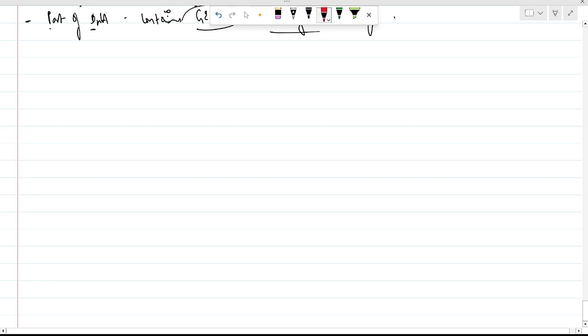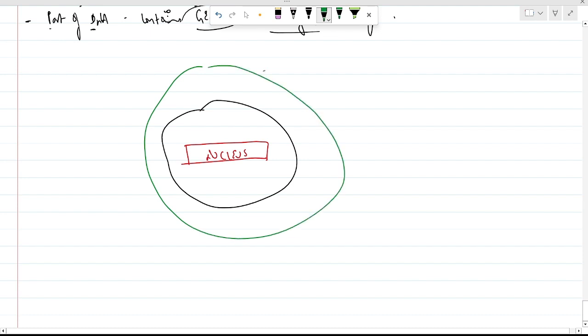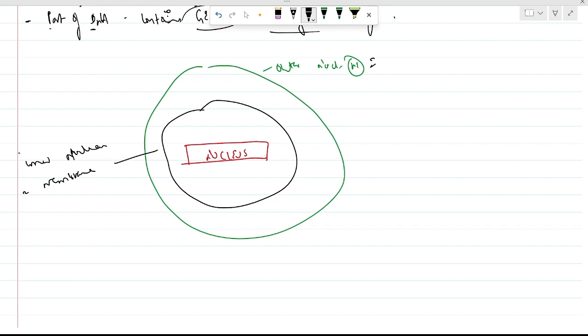So we are going to see a basic structure of the nucleus. This is the nucleus. This is one membrane and this is another membrane. This is the outer nuclear membrane. Very simple. This is the inner nuclear membrane. Simple to understand, nothing fancy. Outer nuclear membrane and inner nuclear membrane.